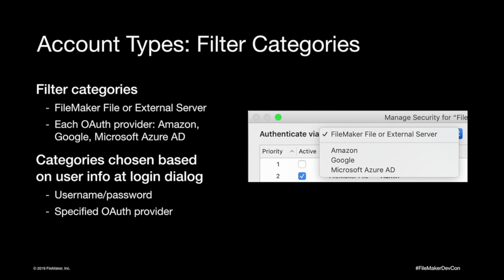And so how we chose these categories were based on the information that's available at the login dialog. So you remember when users are logging into their solution file, they either type in their username and password, or they choose a specific OAuth provider. So that's the information that we have, and that ties in with these categories here. So that means that you won't ever have, for example, users from one OAuth provider ever being confused with users with a different OAuth provider. So if you've got more than one, talk to us. Let us know how that works out.